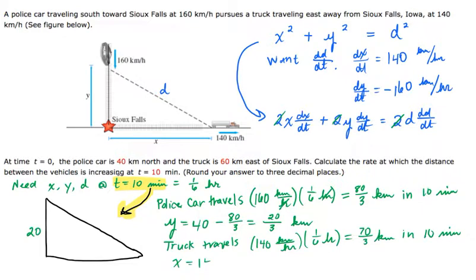That's that 40 right there. The initial position of the truck is 60 miles east of Sioux Falls, so the truck starts at 60 kilometers, and then he travels an additional 70 thirds kilometers. So we want to do 60 times 3 is 180 plus 70 thirds, or 250 thirds kilometers. That's the value of x after 10 minutes.